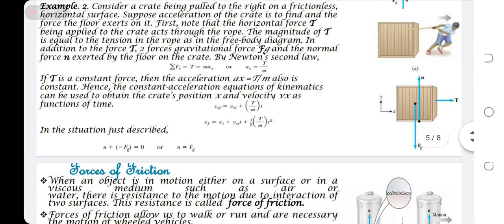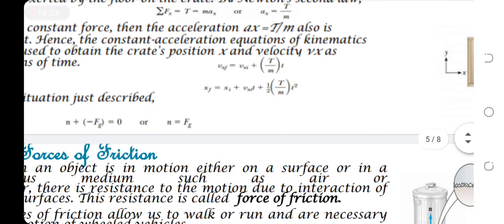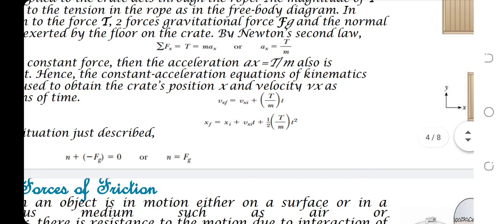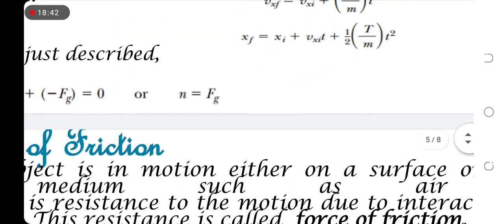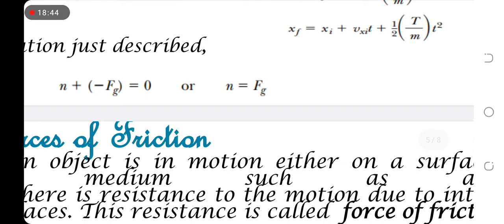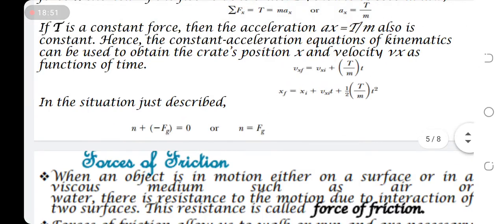In the situation just described, we can see from figure 2 the sum of forces acting on the body, the two forces, as normal reaction is acting upward and force of gravity acting downward against the normal reaction. So we can see the sum of force is 0. So N can be found out. N is equal to Fg.